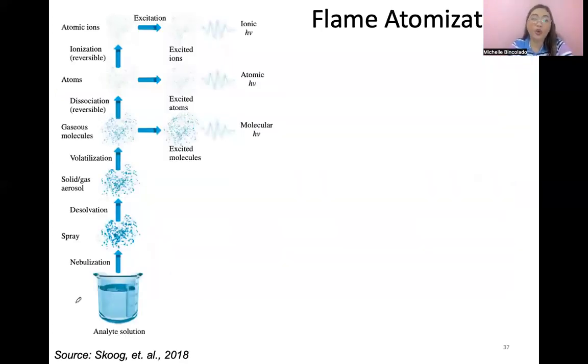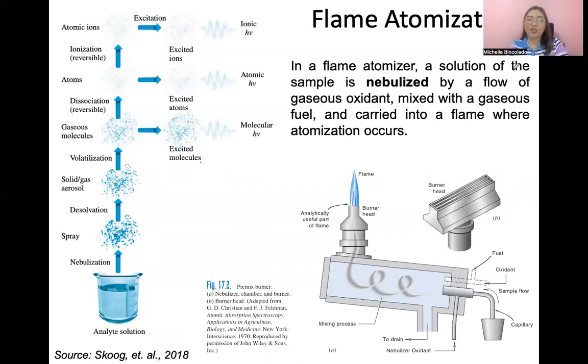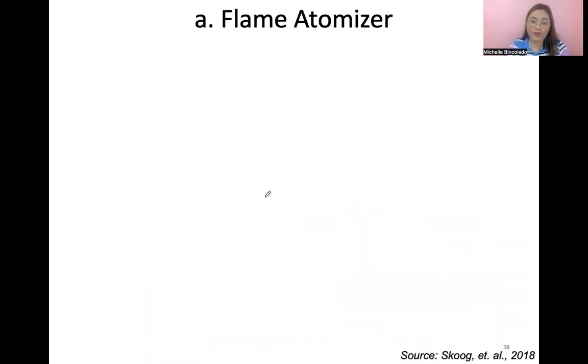So guys, to give you an overview, what happens during atomization? Ito, nebulization, dissolvation, volatilization, dissociation, ionization. So medyo mahaba guys ang proseso, but our goal is to produce atoms or ions. In a flame atomizer, a solution of the sample is nebulized by a flow of gaseous oxidant mixed with the gaseous fuel and carried into a flame where atomization occurs.